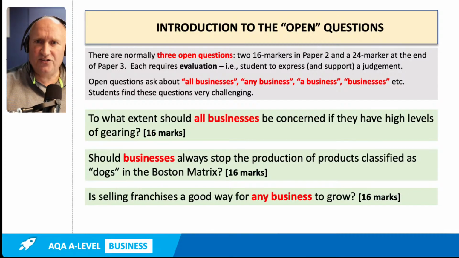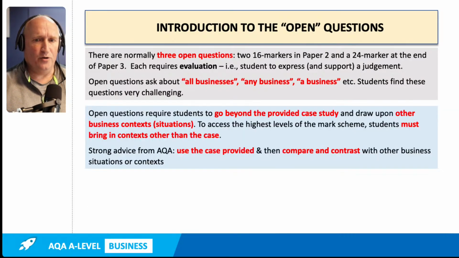So let's explore what we mean by these open questions. My understanding of what AQA are looking for, and the advice they're giving, is that they want you to go beyond the case study or the context you're given. In paper 2, we've got 3 mini case studies, and there's typically a 16 mark open question at the end of each of the last 2. In paper 3, which has a bigger case study, it's question 6.